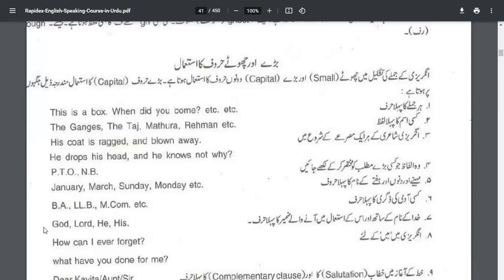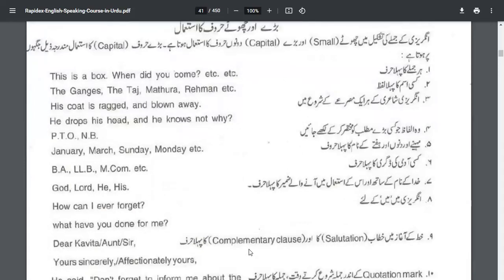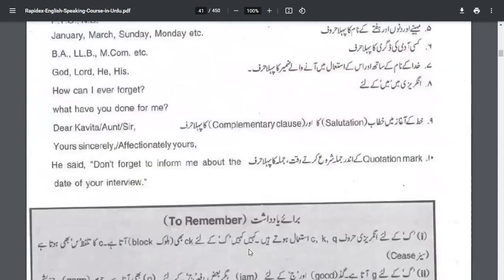Lord: when we write any word which means God, the first letter becomes capital. How can I ever forget? Questions begin with capital letters. I is always written in capital. Okay, so remember this: the letter I, meaning myself, is always written in capital letters. What have you done for me? And here we need to write capital letters because this is not correct.